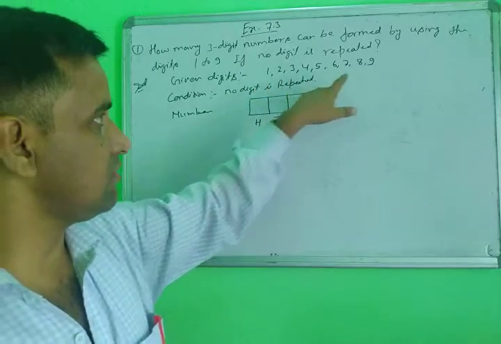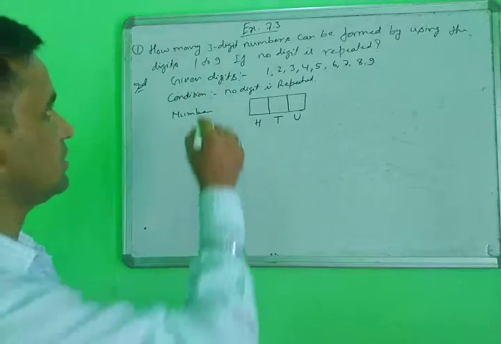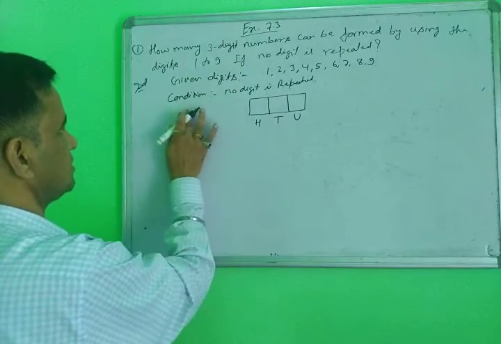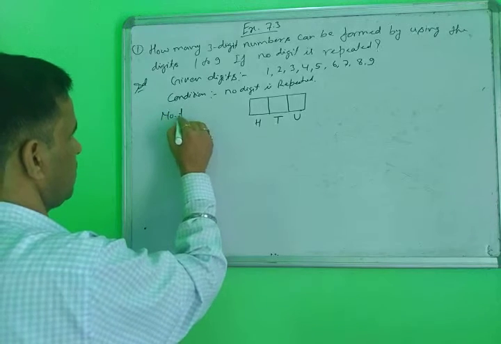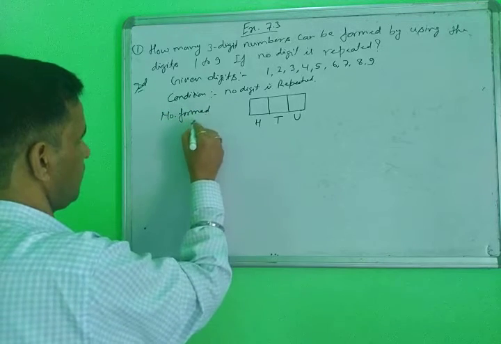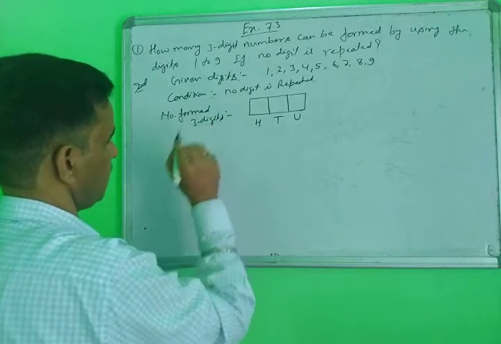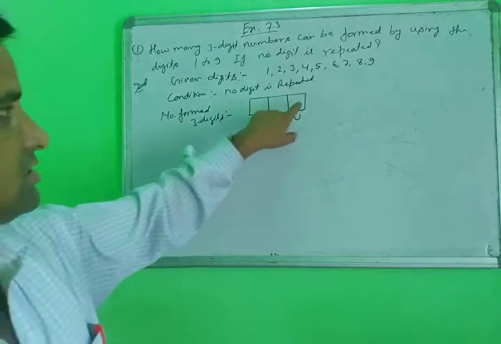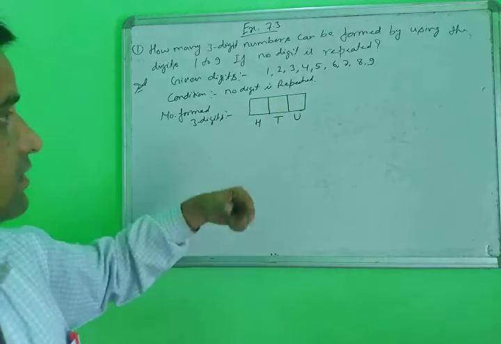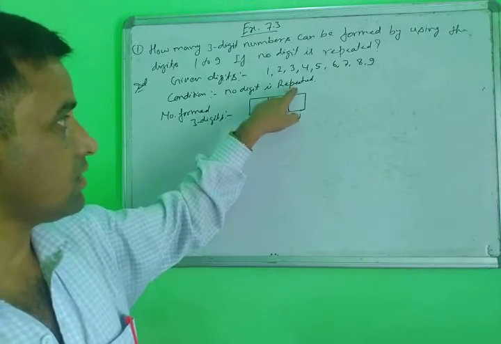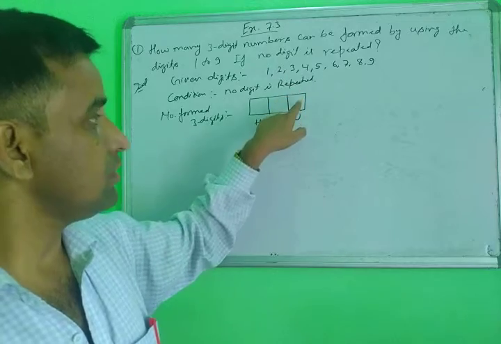A number will be formed here with three digits, the three boxes: ones, tens, and hundreds. Because a three-digit number forms with three digits: unit place, tens place, and hundred place. After that, the condition given is not repeated, so how many ways can you fill the unit place?